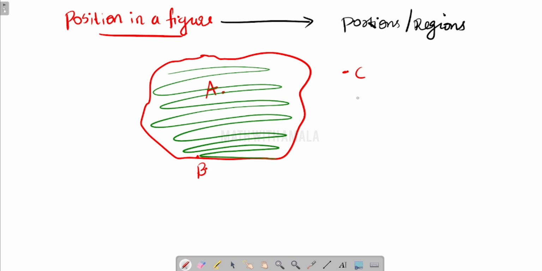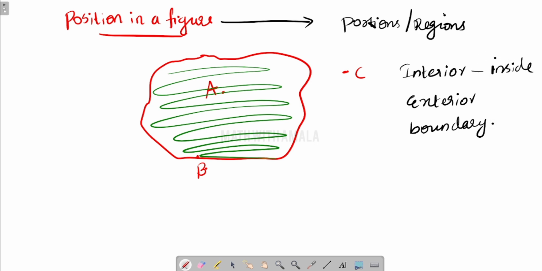And the point lying on the curve is on the boundary. So let's discuss the portions or regions. There are portions like interior and exterior. Also there is a boundary. Interior means the inner or inside portion. Exterior is the outside portion. Boundary is on the figure, on the curve itself.